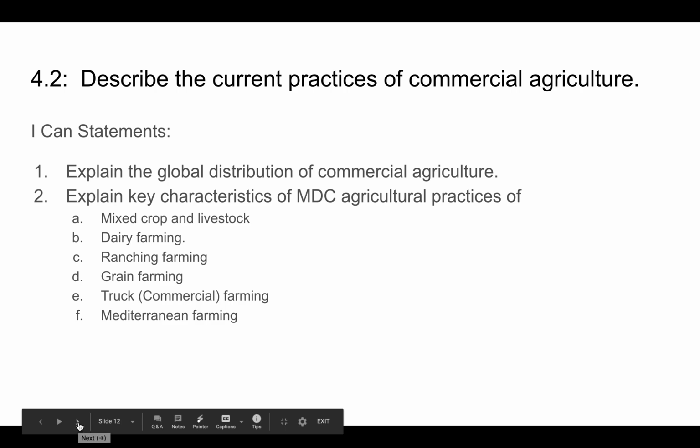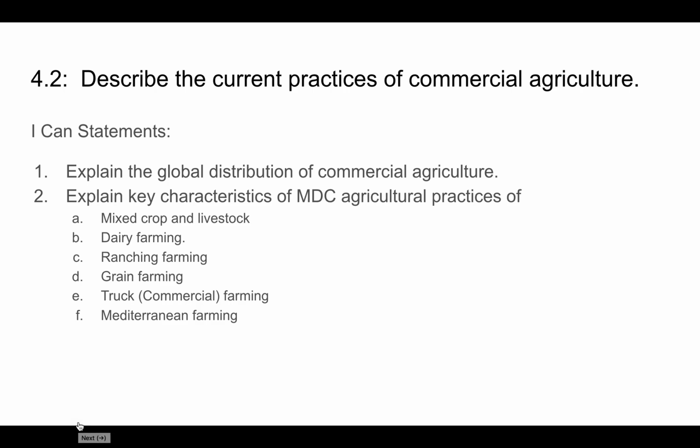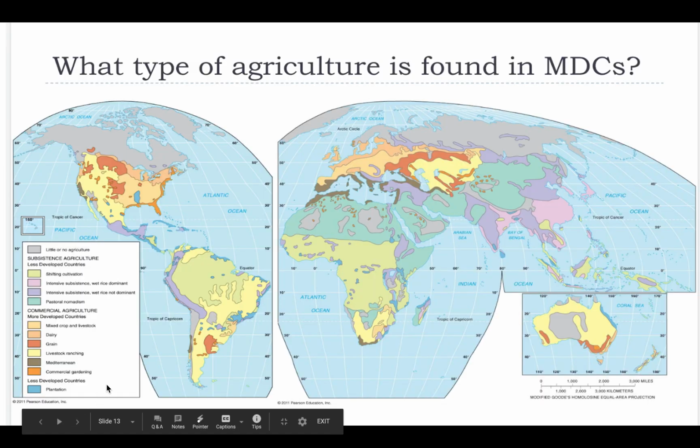Moving on to content objective 2: describe the current practices of commercial agriculture. Your I can statements: explain the global distribution of commercial agriculture, and explain the key characteristics of MDC agricultural practices. Some of those practices are listed A through F below.